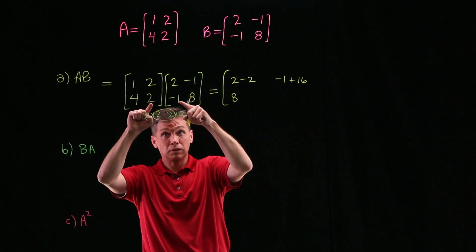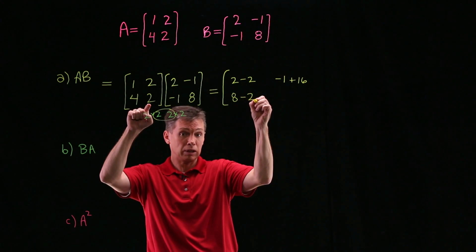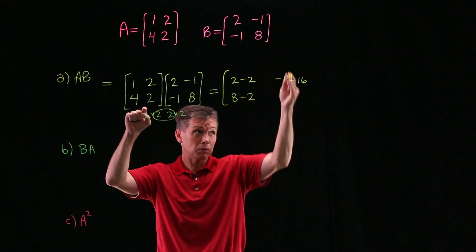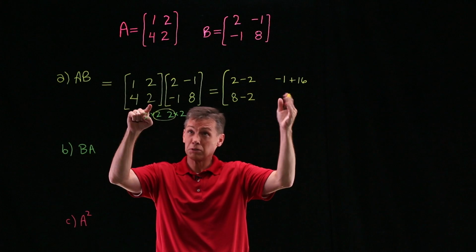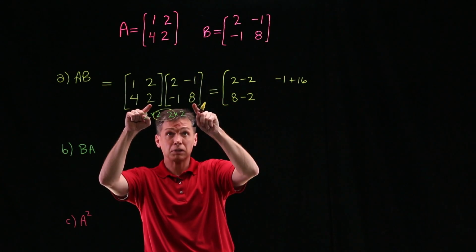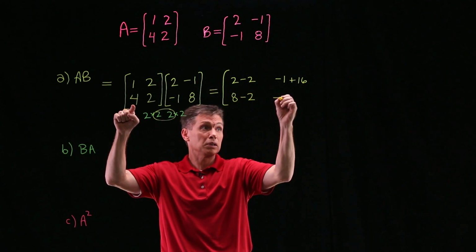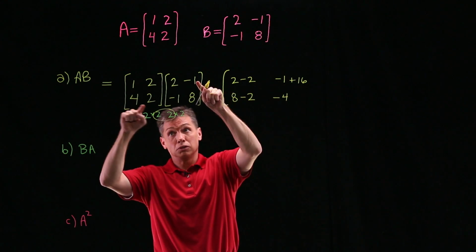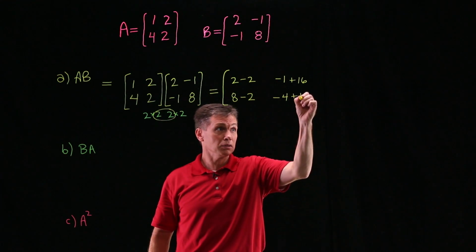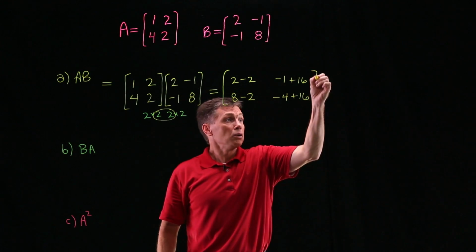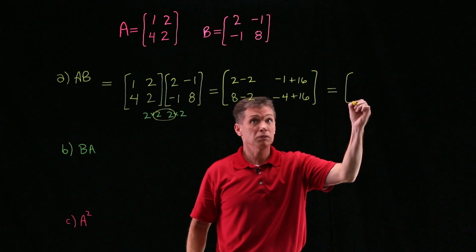Over, down. I get a negative 2 when I multiply. I'm adding that, so I'll just write that as subtract 2. Second row, second column. I'll use this second row from the first matrix, second column from the second matrix. 4 times negative 1 is minus 4. 2 times 8 is 16. It looks positive, and I'm adding it. So plus 16. That's the hard part. Now you do the arithmetic.